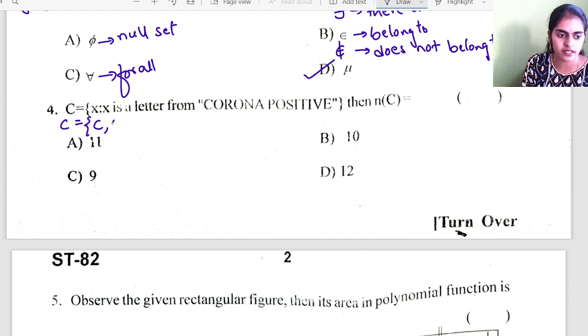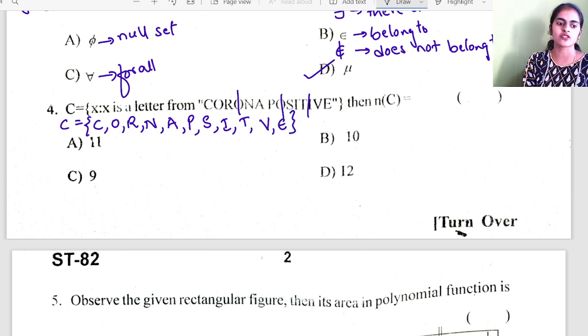So C is an element, O is an element, R is an element. Now again you cannot write O because I already wrote O. You cannot repeat the element, so I am not writing O. Now N is an element. A I can write. Now P I can write. Again O I cannot write, already I have written. S I can write. I also I can write. Yes, T also I can write. I again I cannot write, already I have written. We can write V, and E.